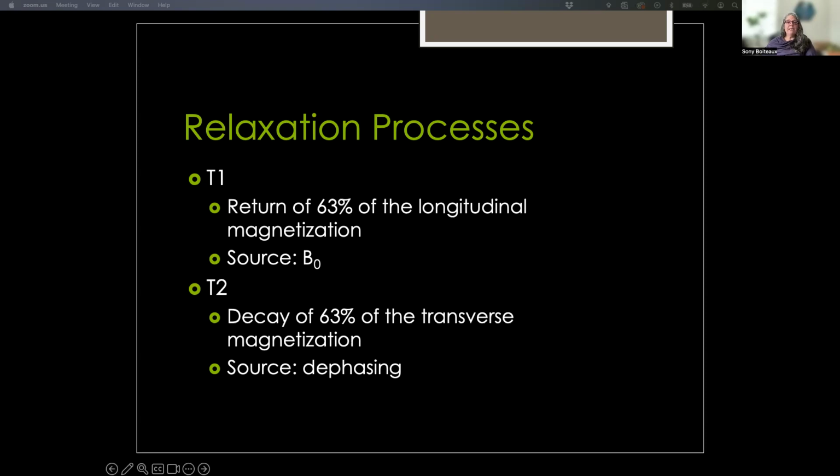The other one that's happening simultaneously, but it's a separate process, is called T2 decay. So we have T1 recovery and T2 decay. T2 decay is where we lose 63% of the magnetization in the transverse plane. So remember, we started with our patient. Let me stop the share so you can see my gestures here.